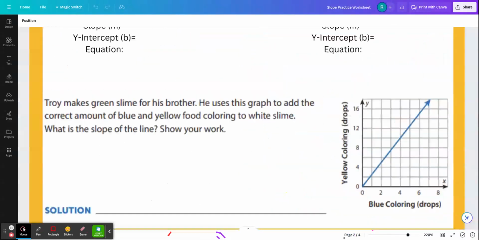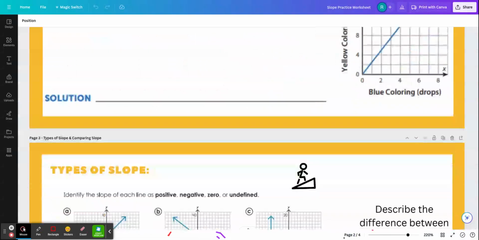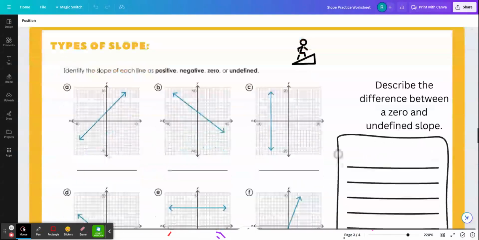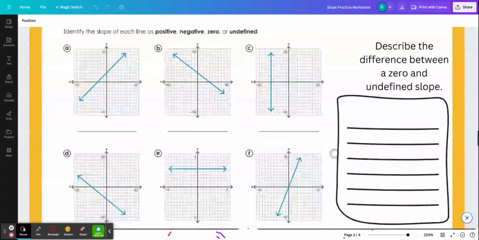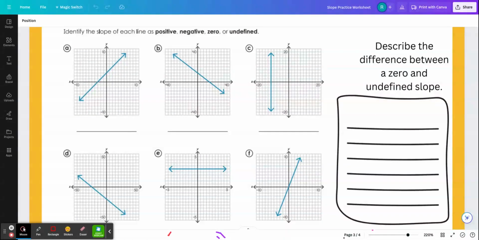Okay, I'm going to keep it going here. Positive, negative, 0, or undefined. I'm just going to give you one example of each, okay? So if you do positive, if you draw your little person, they're going to be walking uphill like this one. So that would be positive.